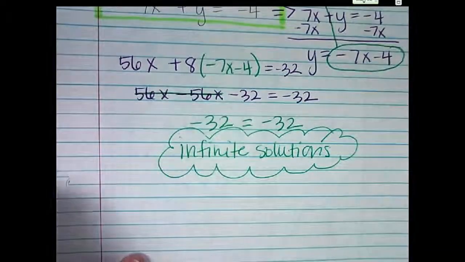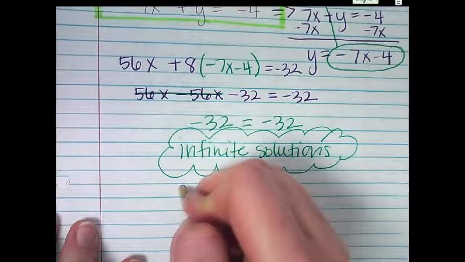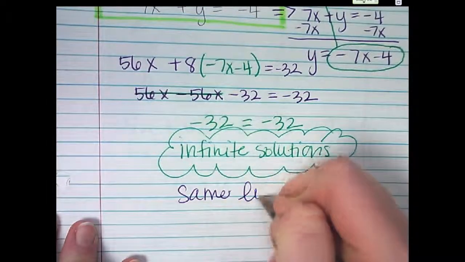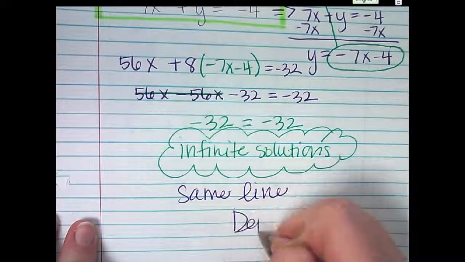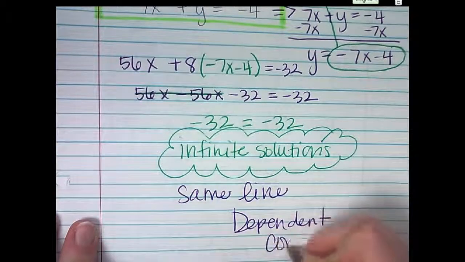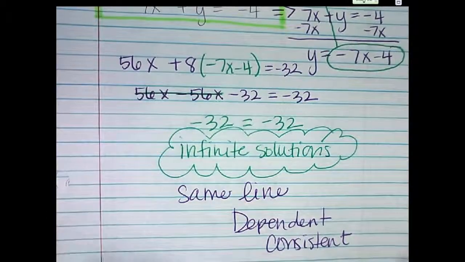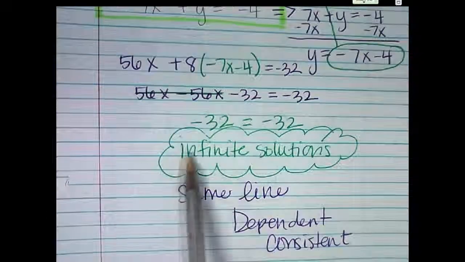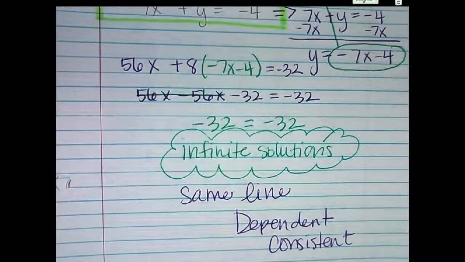What kind of lines are those when you get infinite solutions? The same line. You remember what the system's called? Dependent. And then we also say consistent. Dependent, consistent. No, I'm just reviewing. You have to say infinite solutions are all real numbers. I'm just reviewing the words with you. You don't have to say that.